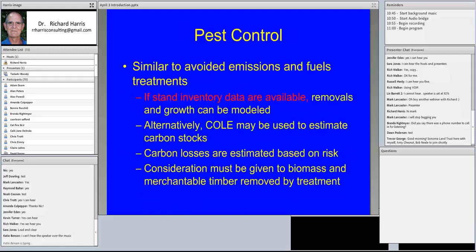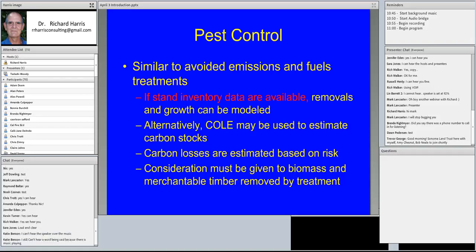For pest control projects, in many ways, the documentation requirements for greenhouse gas reductions are similar to avoided emissions and fuel treatments. Standard data is important, and removals and growth can be modeled if you have those data. Alternatively, there's the use of the Carbon Online Estimator, and I'll be describing that today in relationship to reforestation. Carbon losses are estimated based on risk, and consideration has to be given to biomass and merchantable timber.